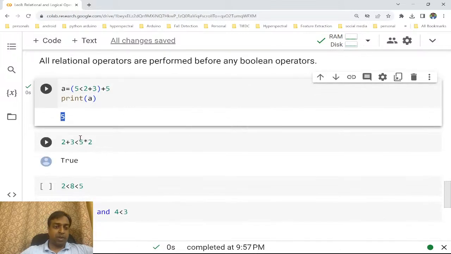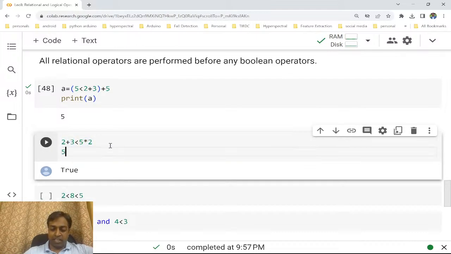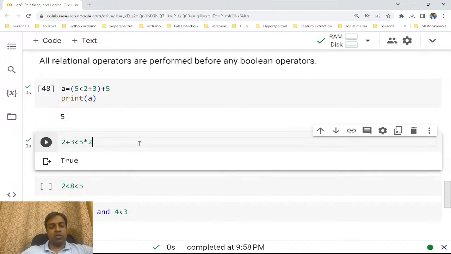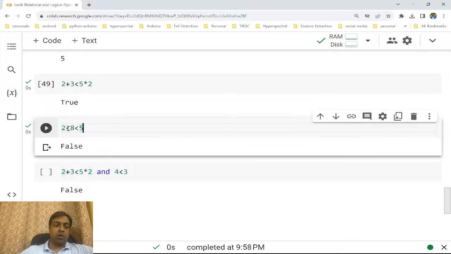If we look at this particular thing, over here the first priority should be the multiplication, so we get 10, then this addition we get 5. So this means we have 5 less than 10, and since 5 less than 10 is true, the answer will be true. Over here 2 less than 8 less than 5. Now since this 2 less than 8 is true, and 8 less than 5 is false, the answer to this will be false. Or we can say, since 8 does not lie in the range between 2 and 5, the answer is false.